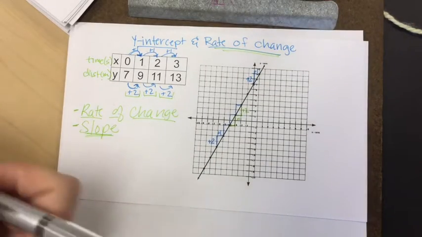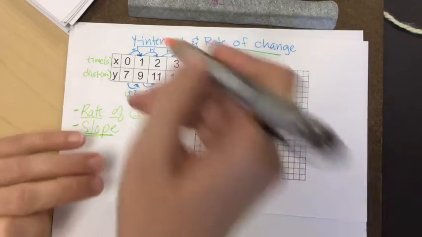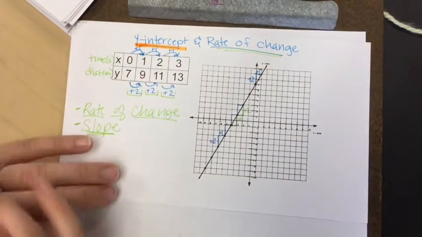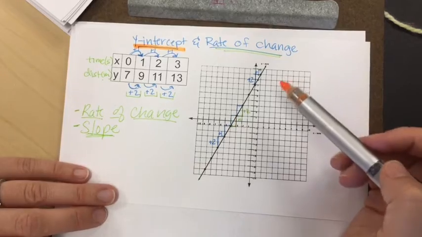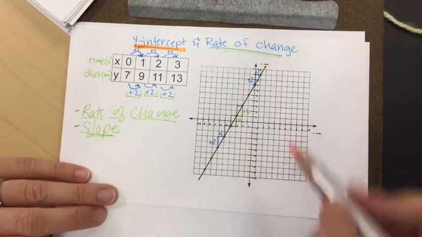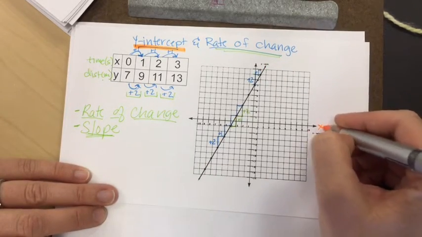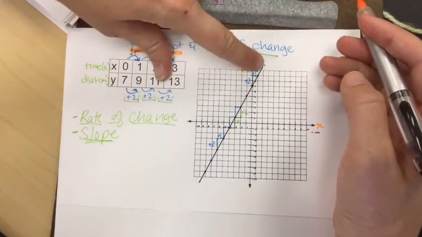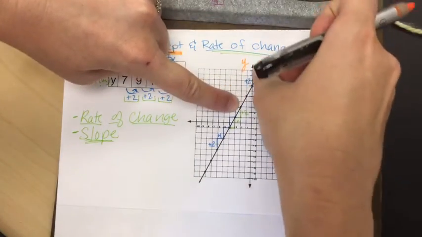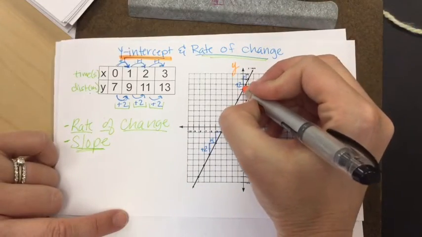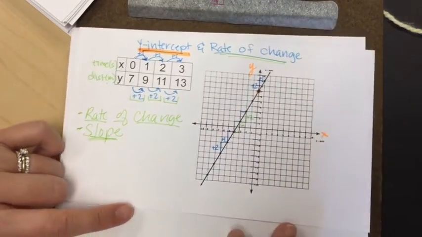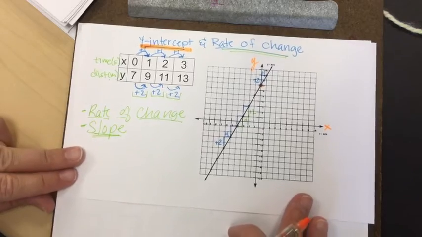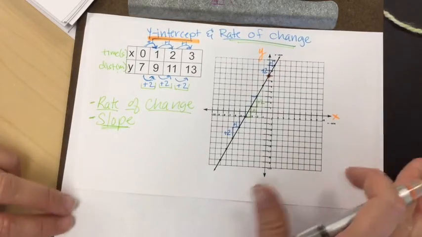So the other thing that you want to look for here is the y-intercept. The y-intercept is simply where a line crosses the y-axis. We know that this is the x-axis and this is the y-axis. So you can see that where this line crosses the y-axis is right at this point right here. That's where they intersect, and it's called the y-intercept.